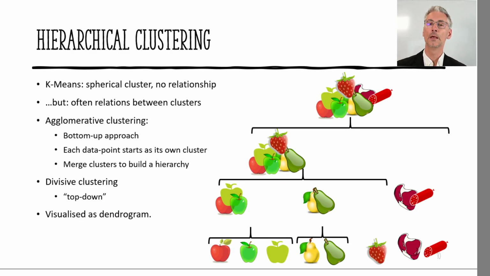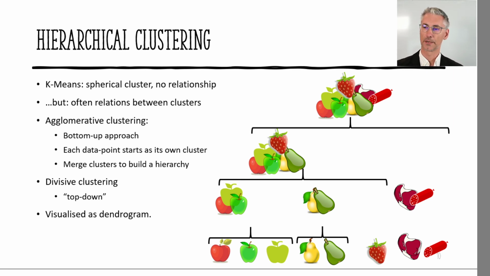Another approach is hierarchical clustering. In k-means we saw that we have spherical clusters and no relationship between the entities, but often we do have relations between clusters. So we can do two ways. We can go bottom up or top down, and this is then typically visualized as such a dendrogram.